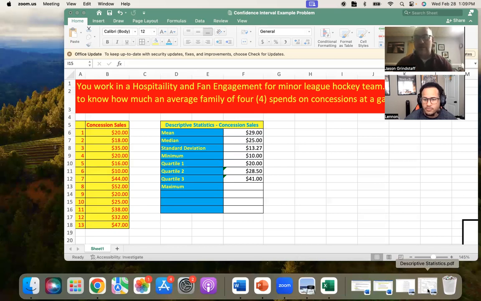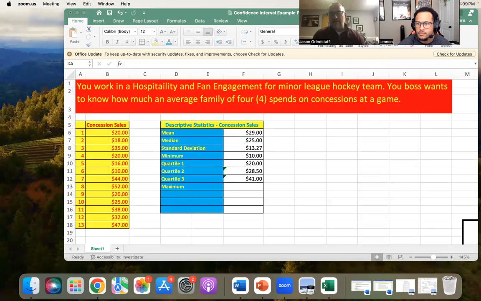So let's look at an example here. Let's say that you work in hospitality and fan engagement for a minor league hockey team, and your boss comes to you and says, "Hey, we're going to give a card to a bunch of families of four, and we want to know how much they're spending in concessions." That information might be helpful because maybe they're trying to discount package tickets for a family of four. And if they discount it a little bit, do they end up spending this much more in concessions? So, kind of a real world problem. We want to know how much families are spending.